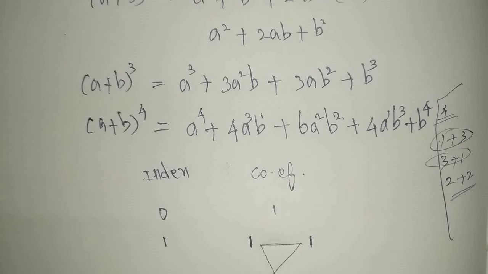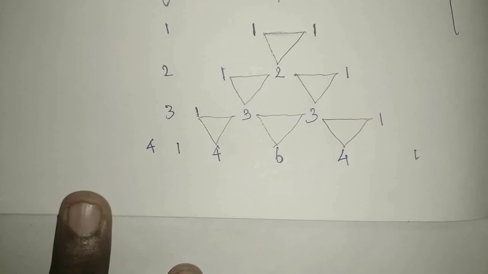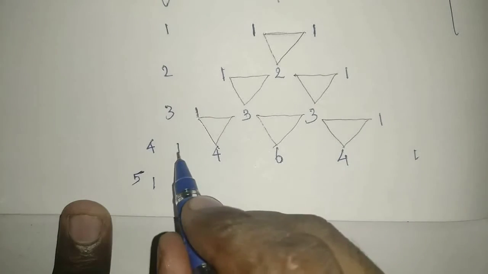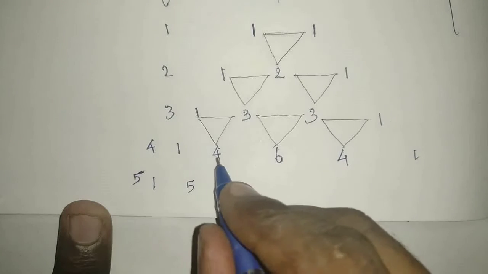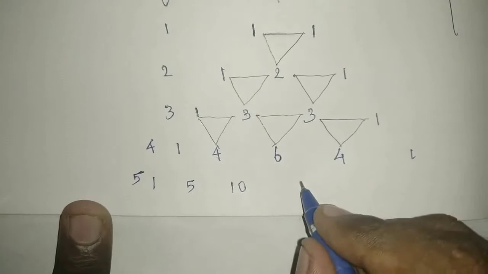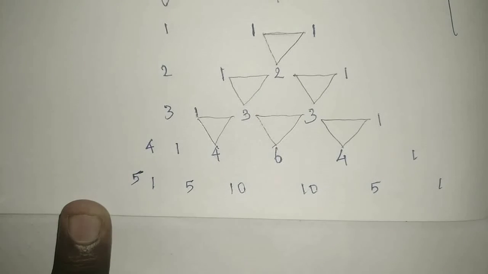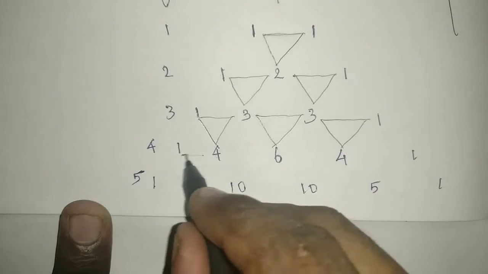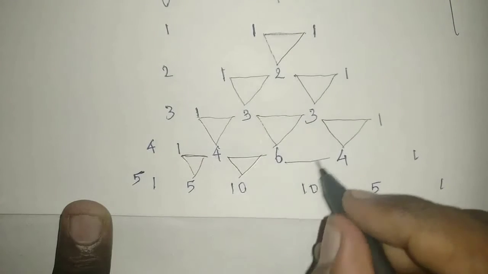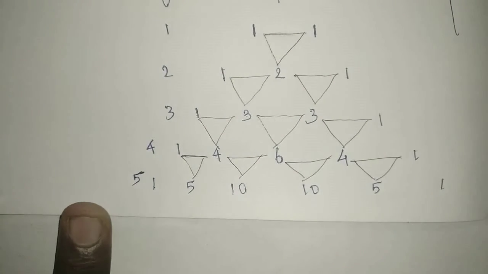Even for (a plus b) whole power 5 we can write it. How will you write? Just see, if you are giving 5, here 1, so 1 plus 4 is 5, 4 plus 6 is 10, and this also 10, and 4 plus 1 is 5, and the last one. So this also goes in the triangle form only. I hope you understand this. Like that we can write all the powers.